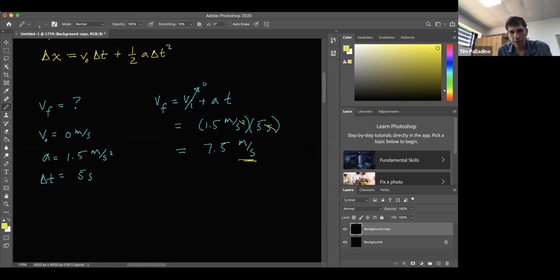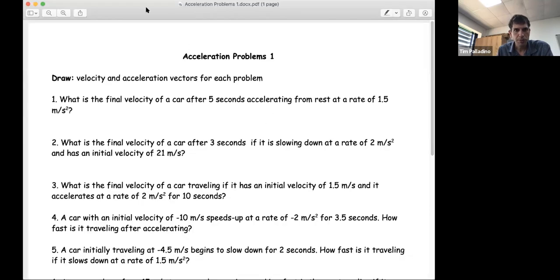The thing that it did say is, and let me go back, let me switch screens here. Can you guys see that I put the acceleration problems back up? Yep, you guys can see this?